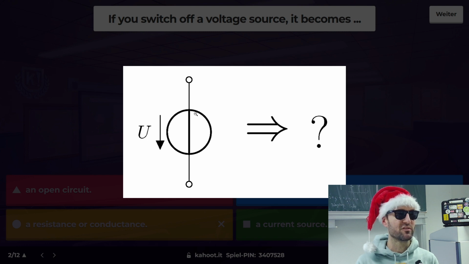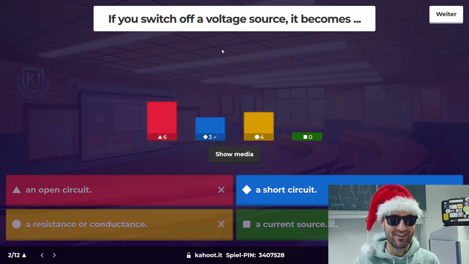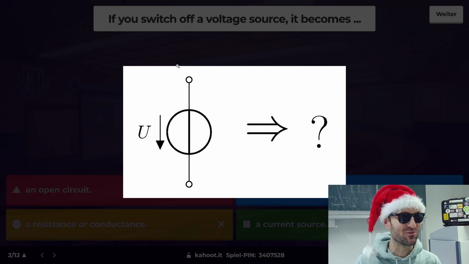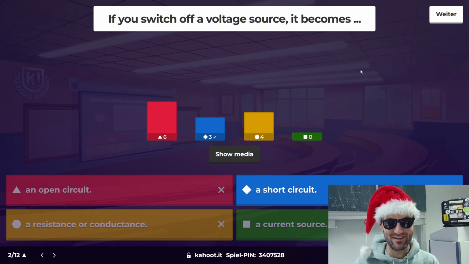And it will be a short circuit because an ideal voltage source has 0 or very small internal resistance. Yeah, maybe you're half right. On the picture, it was clearly an ideal voltage source. Maybe I should later on add, if you switch off an ideal voltage source, then it becomes a short circuit. Okay.